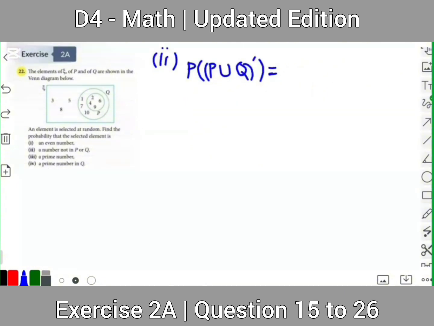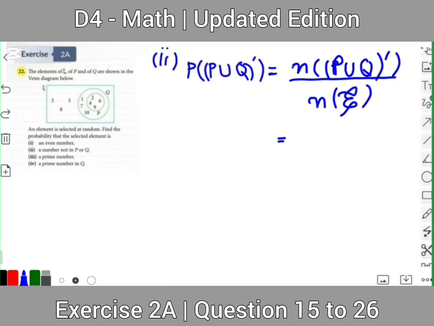Now part 2, we have to find out the probability that a number is not in P or Q. So in other words, we have to find out the probability of the complement of P union Q. So for this, we have the number of elements in the complement of P union Q divided by the number of elements in set eta. So those are 3, and the total number of elements in the set eta is 10.